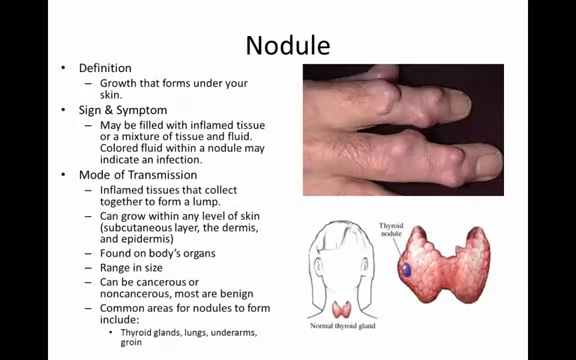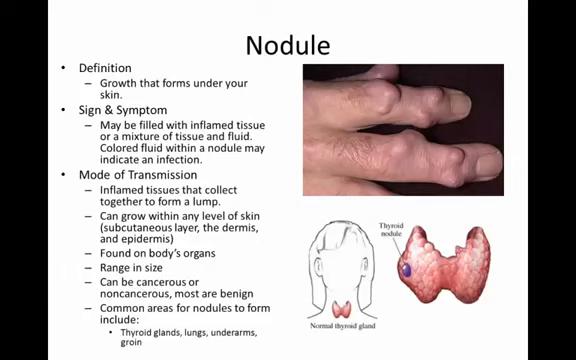A nodule is a growth that forms under the skin. They may be filled with inflamed tissue or a mix of tissue and fluid. They may have colored fluid within the nodule, which may indicate an infection. Inflamed tissues that collect together may form a lump. They can grow within any level of the skin, either the subcutaneous layer, the dermal, or the epidermal layer.